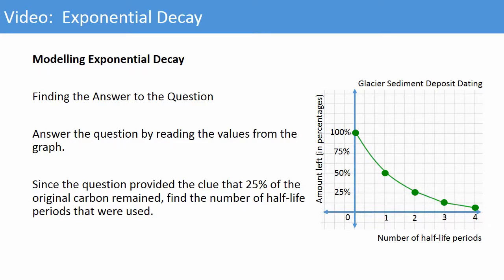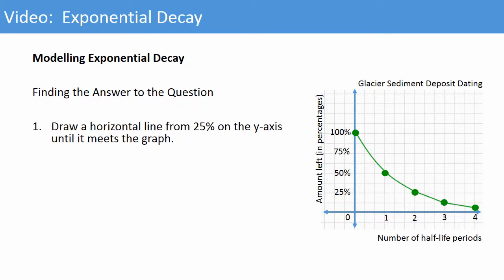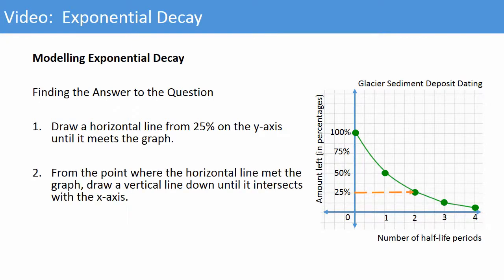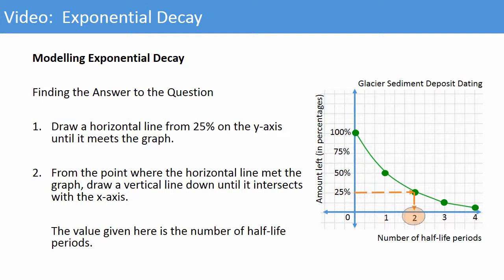Finding the answer to the question. Now that we have the graph created, you can answer the question by reading the values from the graph. Since the question provided the clue that 25% of the original carbon remained, find the number of half-life periods that were used. Draw a horizontal line from 25% on the y-axis until it meets the graph. From the point where the horizontal line met the graph, draw a vertical line down until it intersects with the x-axis. This value given here is the number of half-life periods.